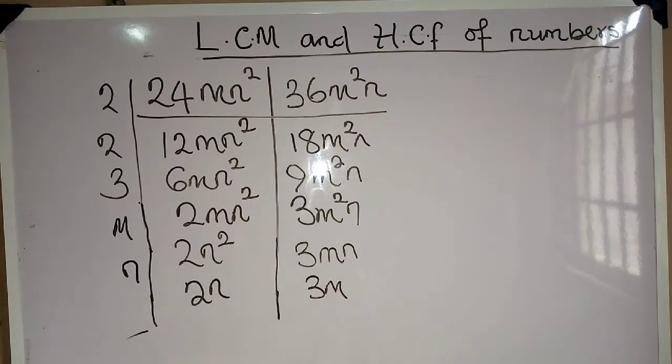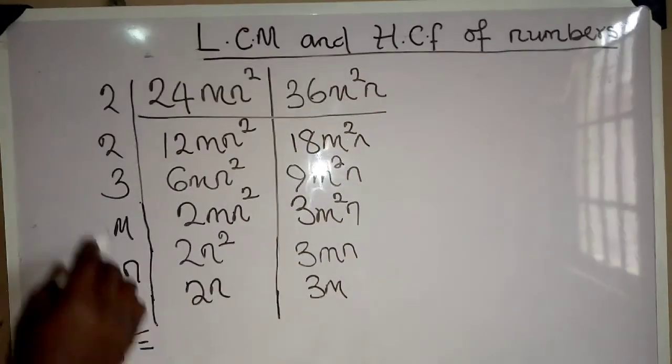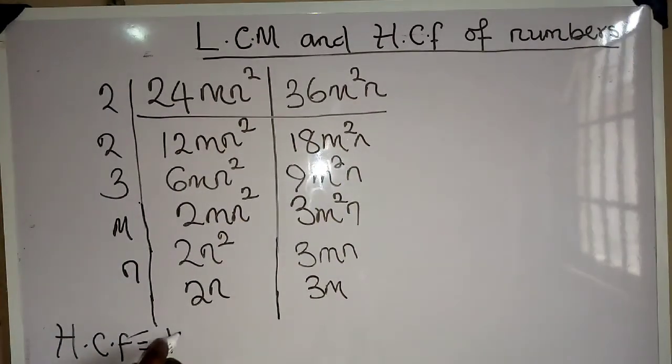So my HCF will be 2 times 2, that's 4, 4 times 3, 12, m times n, mn. So this is my HCF of the terms 24mn square, 36m square n.